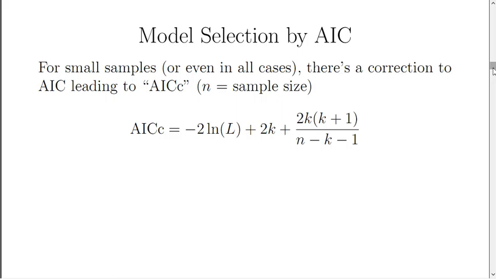Some people like to compute the corrected AIC all the time. Some people even recommend it. I think it's okay to use ordinary AIC unless you have a small sample size. In particular, the sample size should be at least as big as the square of the number of parameters if you want to be able to rely on AIC.